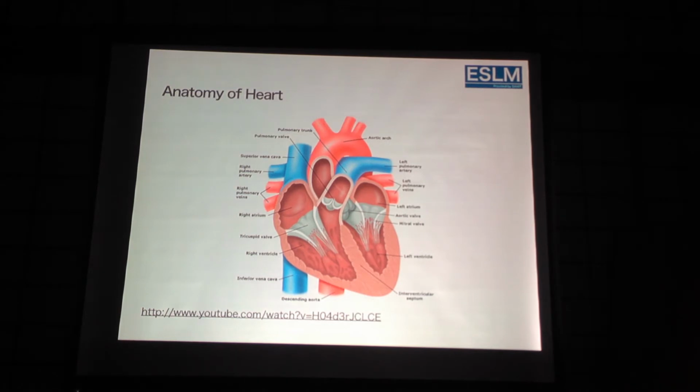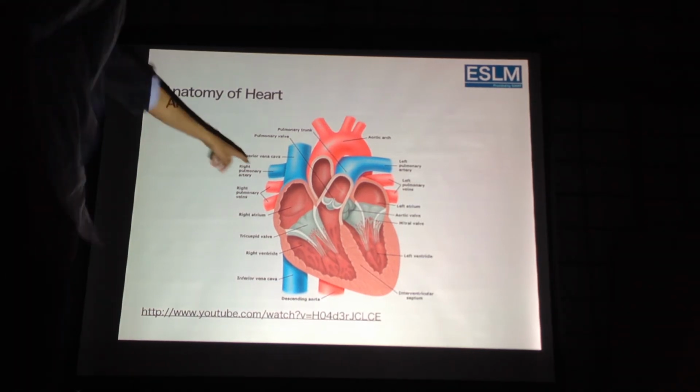Okay, so this is the anatomy of the heart. This is for freshmen. We have four rooms in the heart: the right atrium, right ventricle, left atrium, and left ventricle. So this is the right atrium.